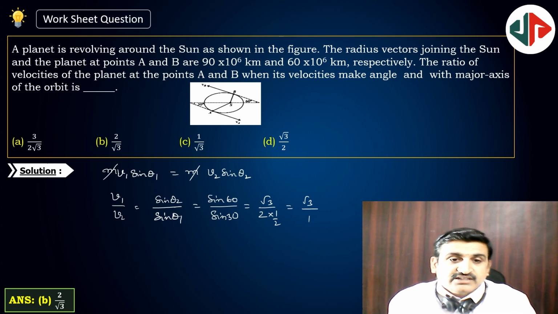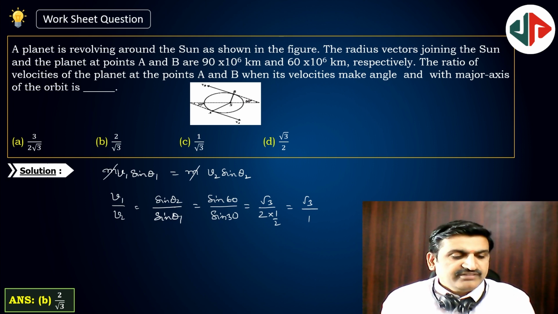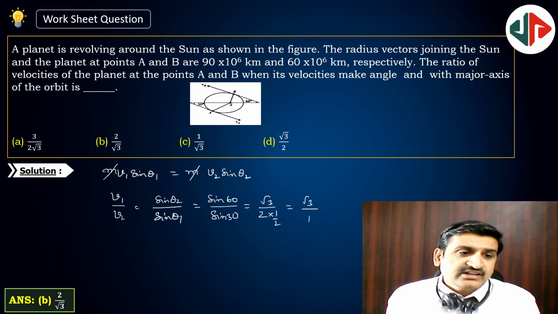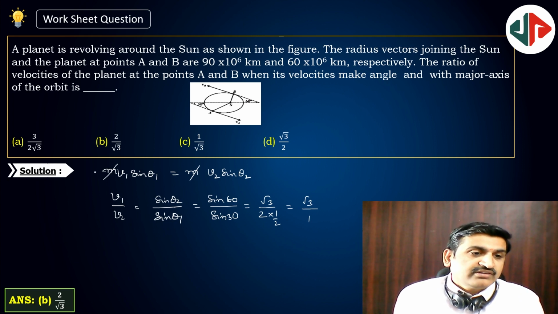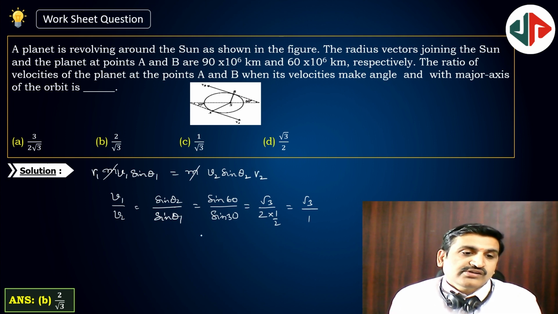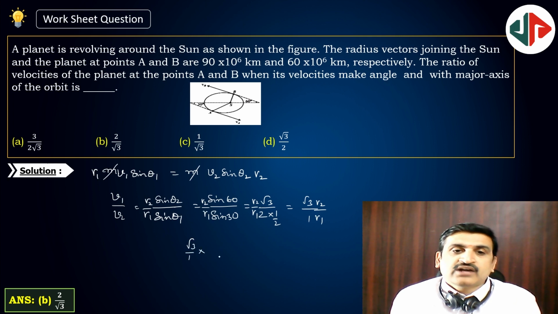I have to check that also. Did we include m1, v1, r1, right? Where is r1? This is r1: m1 v1 r1 sin theta, and this is m2 v2 r2 sin theta, right? So v1 by v2 is equal to sin theta 2 by sin theta 1, and obviously r2 by r1 is also there. So root 3 by 1 into r2 by r1.